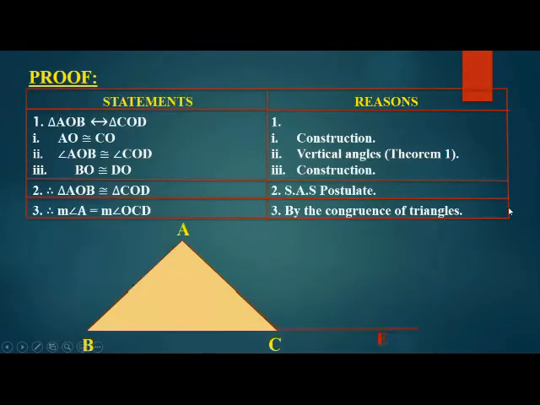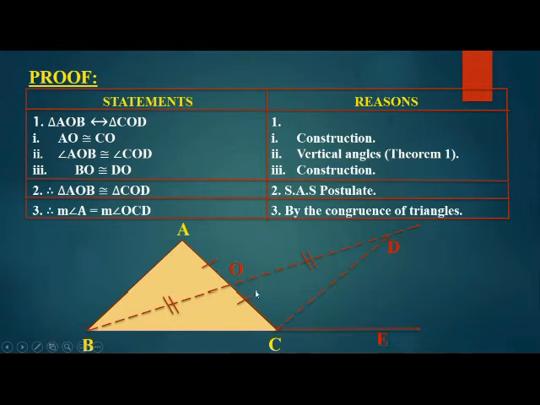So what are the proofs over here? In the statements we can see that we are comparing two triangles, triangle AOB and triangle COD. This is triangle AOB and this is COD. So we are going to compare these two triangles, in which we can see that AO is congruent to OC. Also, angle AOB is congruent to angle COD.